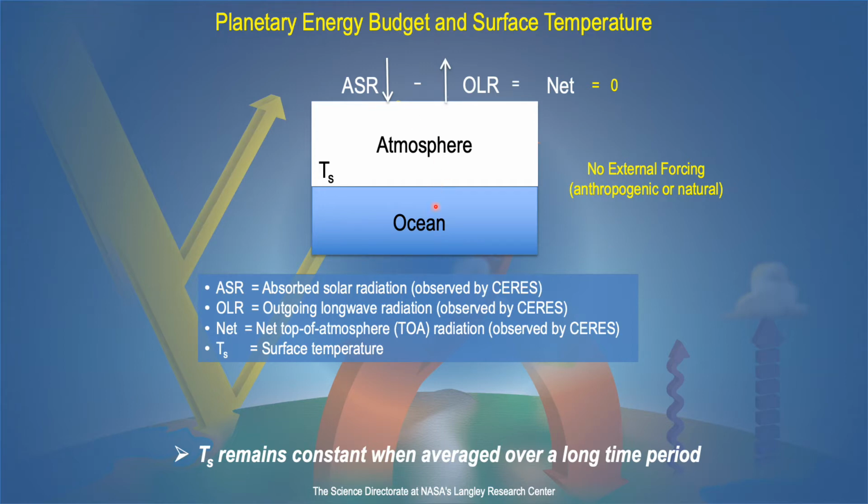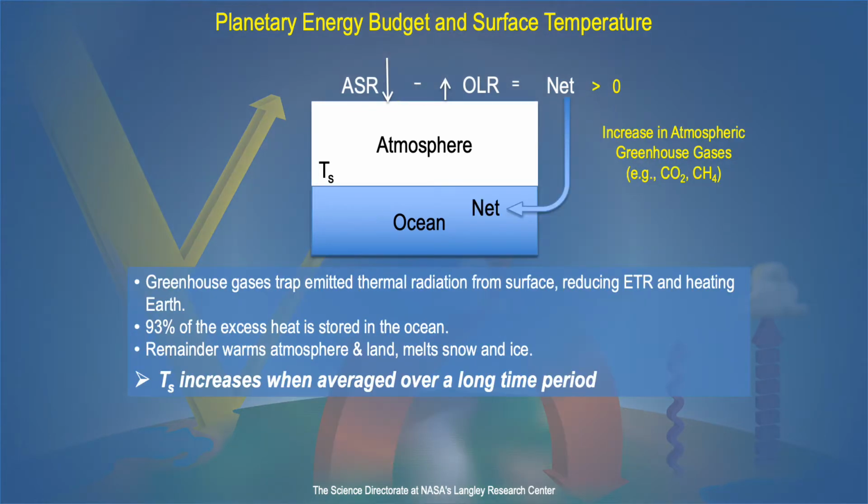In that case, since you're not adding or removing heat from the planet, the surface temperature should remain constant. If you now do force, if you add greenhouse gases, or if there are changes in the sun or changes in volcanic activity, you do upset the balance.